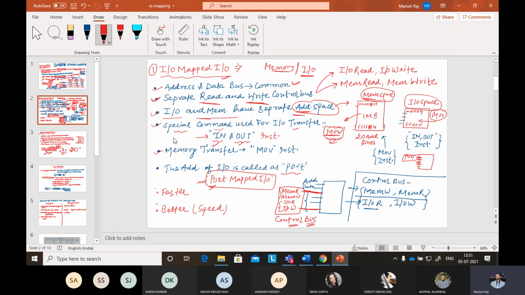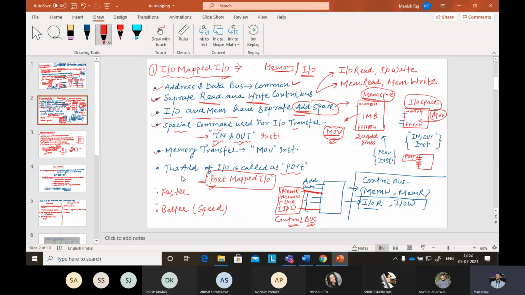So there are three names I have told you. The first name is isolated, because the address space is isolated, so you say isolated mapping. Second, you can say IO mapped IO. Third, you can say port mapped IO. So now you know the reason behind the naming of this thing.